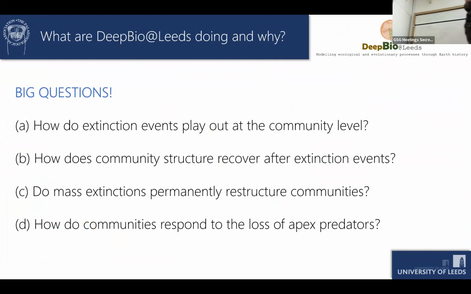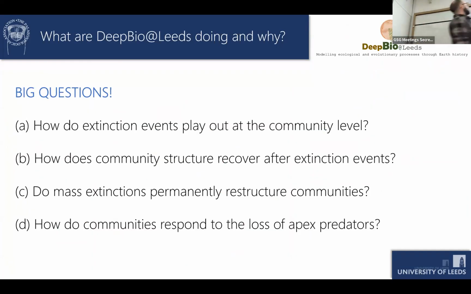So using this modeling approach, along with a whole host of other tools, which I'll briefly mention a couple of maybe in this talk, we've got some big questions we want to answer. So we want to know, how do extinction events play out at the community level? We know how they play out globally and even regionally, but how do they play out within these community frameworks when we allow things to interact with each other?